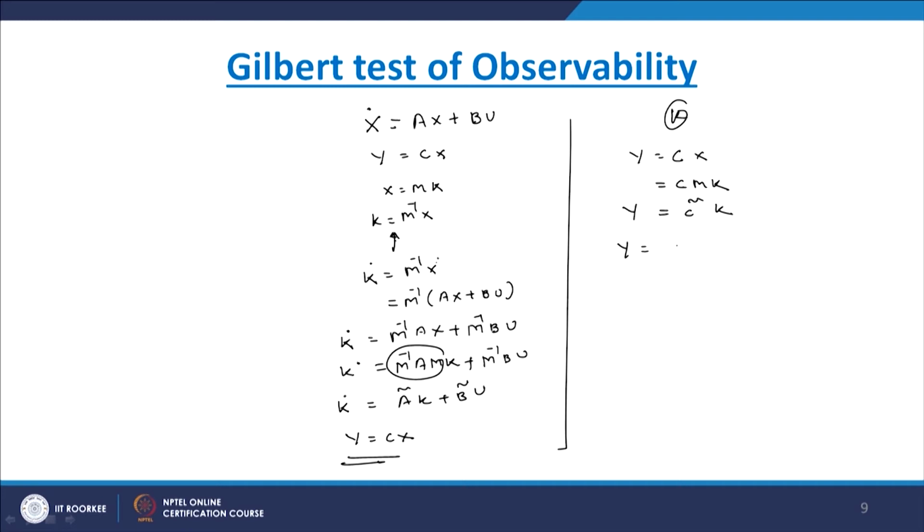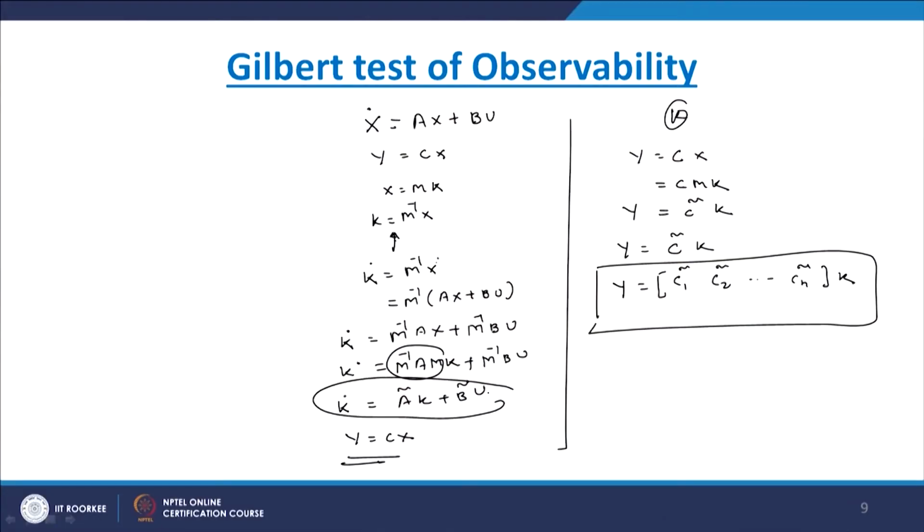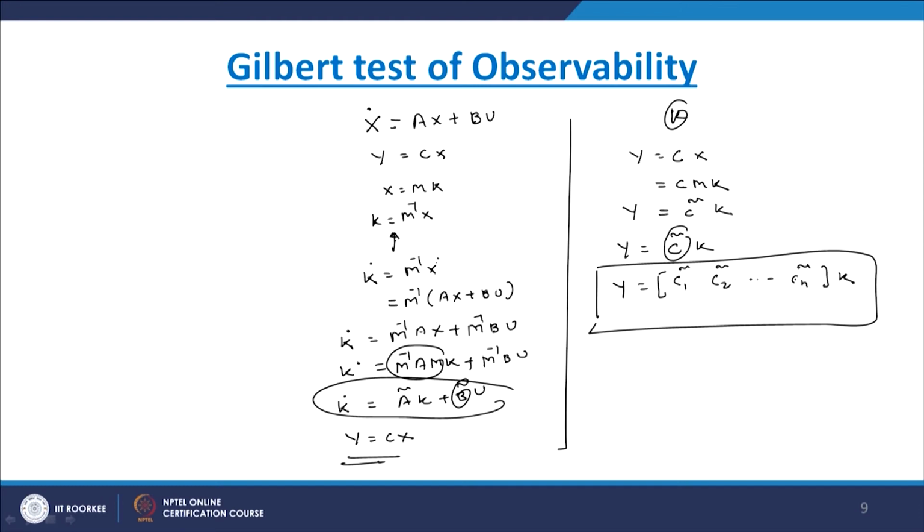Now, we got y equal to C bar into k, that means there is involvement of C 1 bar, C 2 bar, up to C n bar, into k. When we saw the Gilbert test for controllability, we talked about the equation A bar, B bar, and we saw that in controllability, if any element of B bar is 0, then the system is not controllable. That is concerned with B bar. Now, the observability test is concerned with C bar, and C bar involves C 1 bar, C 2 bar, up to C n bar. Now, output y depends upon k.